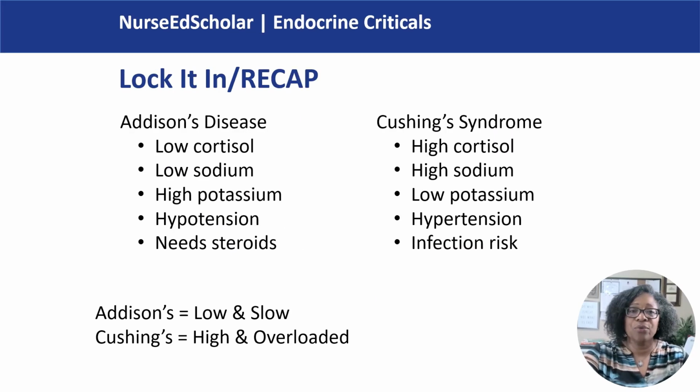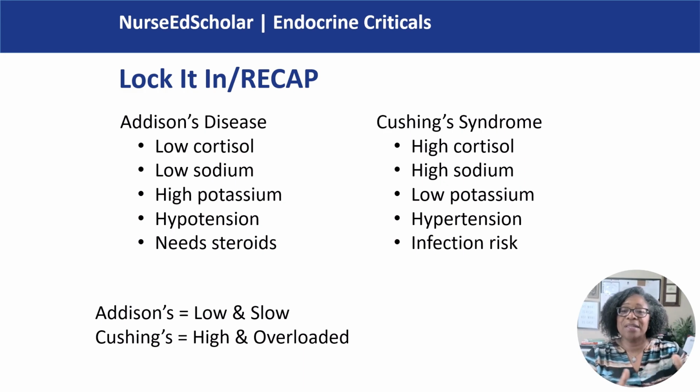So let's do a quick recap. With Addison's disease, you'll see low cortisol, low sodium, high potassium, hypotension. And this patient's going to need steroids. So Addison's disease, everything is low except for the potassium. Cushing's disease, you're going to look for high cortisol, high sodium, low potassium, hypertension, and that patient is going to be at an infection risk. So remember, everything's high except for the potassium.